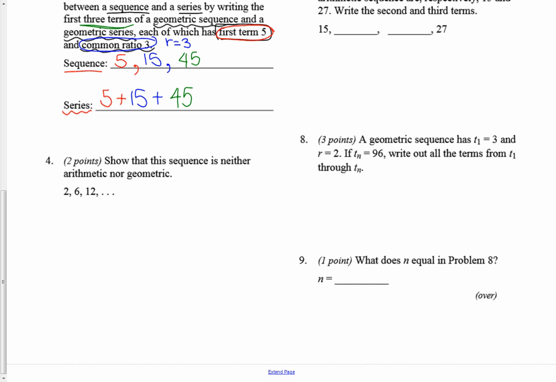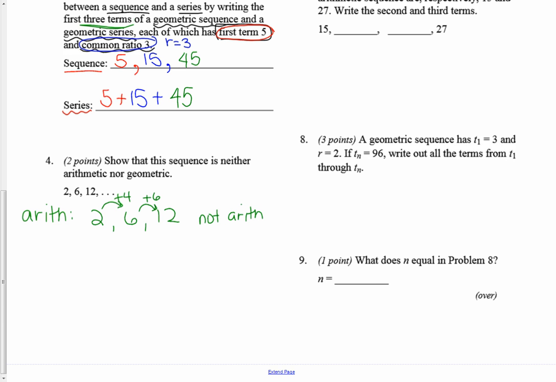Question number 4 says show that this sequence is neither arithmetic nor geometric. Well, let's start out with arithmetic. If it were arithmetic, then I went 2, 6, 12. In order to be arithmetic, I need to have a common difference every time. To get from 2 to 6, I'm adding 4. To get from 6 to 12, I'm adding 6. So this is not arithmetic because there is no common difference.